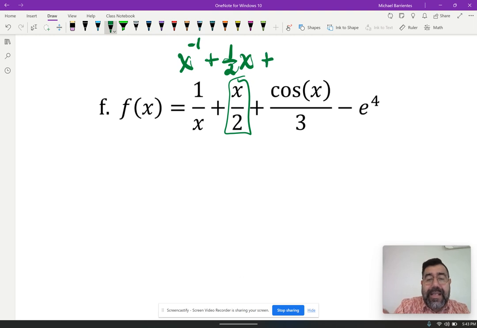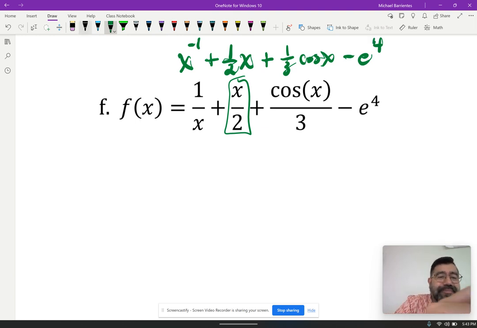And then when I look at this function, just like I did with this one, whenever I'm dividing by a number, I'm really multiplying by the reciprocal of that number. So see how I was dividing by 2? That's really multiplying by 1/2, right? If you cut something into two parts, that's like saying I'm taking half of that thing. Well, the same thing here. I'm dividing cosine x by 3. That's the same thing as 1/3 cosine x, and then minus e to the 4. That doesn't change for a couple of reasons.